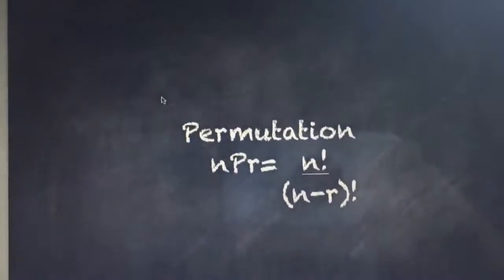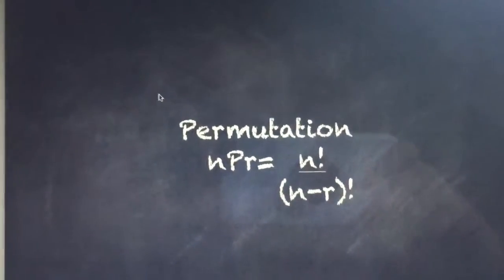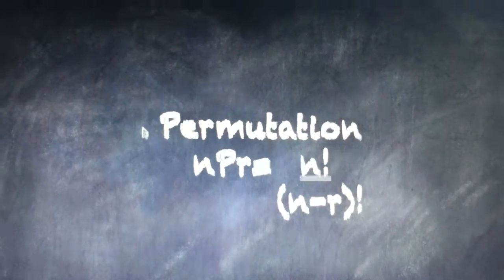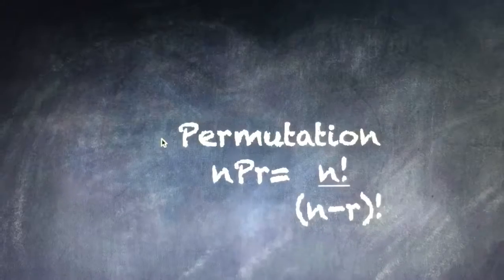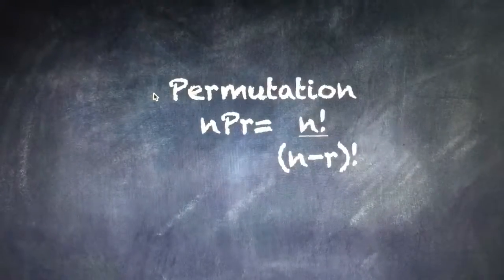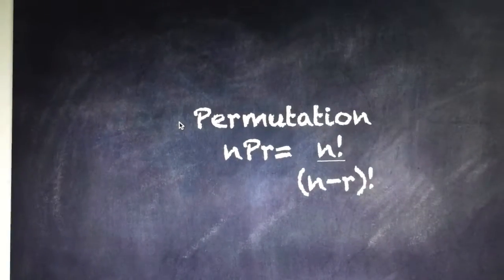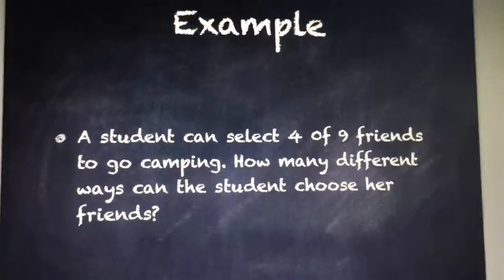A permutation is an arrangement of n objects in a specific order. The permutation formula is n factorial divided by the difference factorial, n minus r factorial. N is the total amount of objects, and r is the objects taken out at a time.